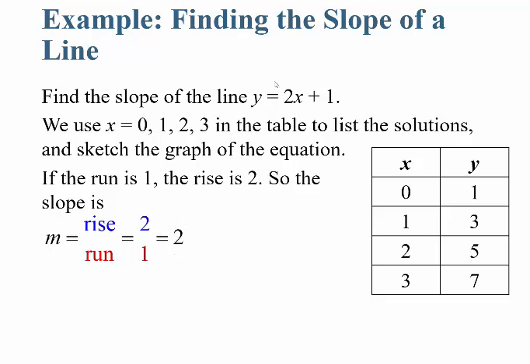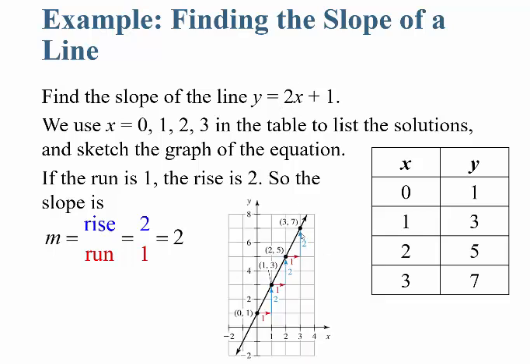But you should notice something up here. You see this 2 hanging out here as well. When you graph the equation, look, you run 1, rise 2, run 1, rise 2, run 1, rise 2, and so on. You're seeing that rise, that slope of 2.